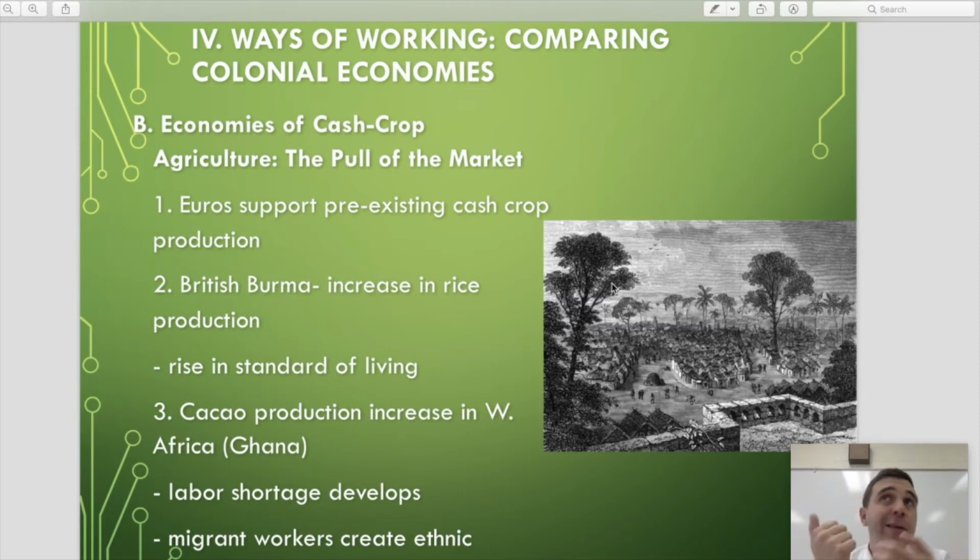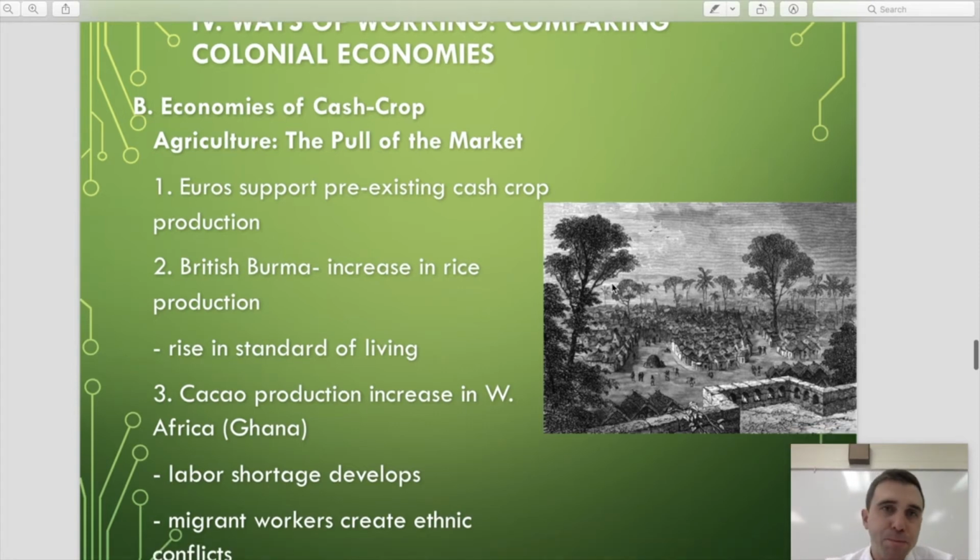And this might be an example of the positive aspects of imperialism, because it did actually help raise the standard of living for a lot of people in Burma. So we can't always say imperialism is negative. There's definitely a lot of negatives associated with it, but remember, history is complex.